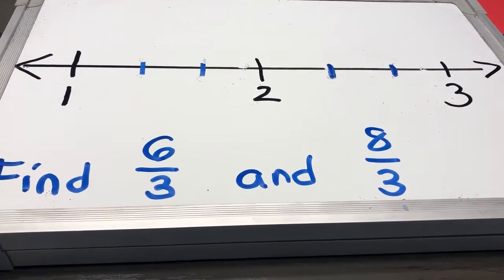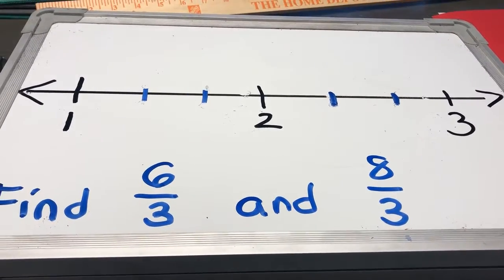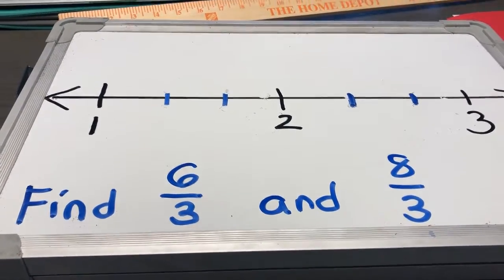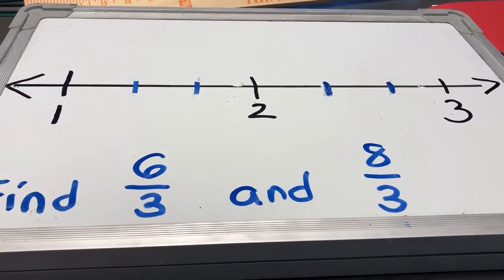So our learning target for today is I can find fractions on a number line. Here's our first number line, and your job is to find two different fractions. Right here we have 6/3 and 8/3.